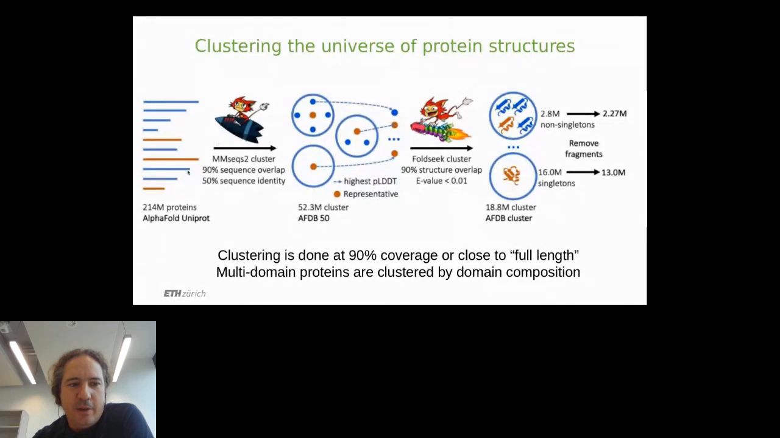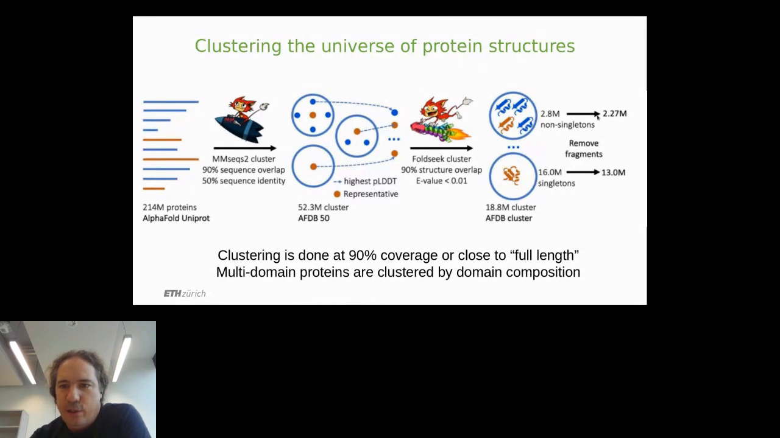Initially, the 200 million proteins were clustered by sequence similarity. This is taking proteins that are sequence identical with 50 or more percent sequence identity over 90% of the overlap of the sequences. This is about 50 million clusters. From each of these 50 million clusters, the highest pLDDT was selected as a representative. And then these were again clustered, now using the FoldSeek clustering algorithm, in this linked list implementation that allows us to do this in a very highly scalable fashion.